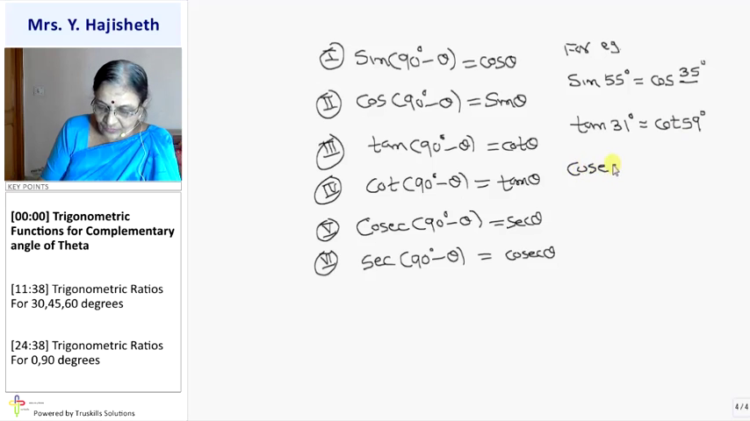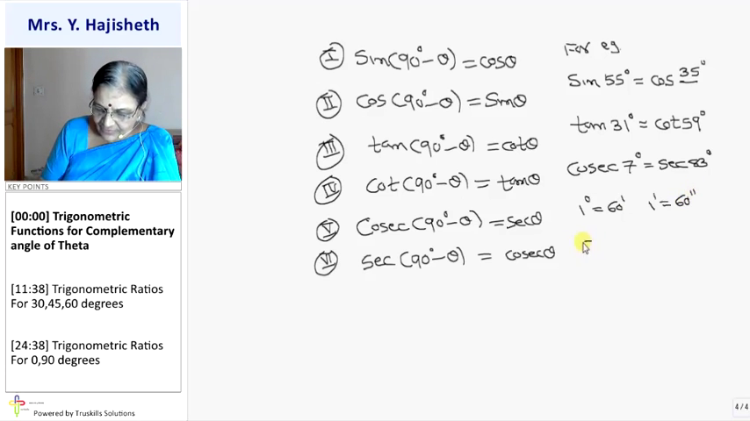Cosec of 7 degree is sec of 90 minus 7, 83 degree. Like that. Acha. You know 1 degree is equal to 60 minutes. And 1 minute is equal to 60 seconds.